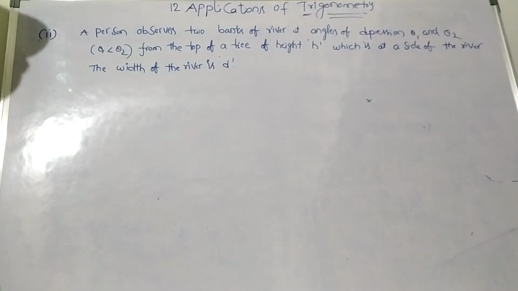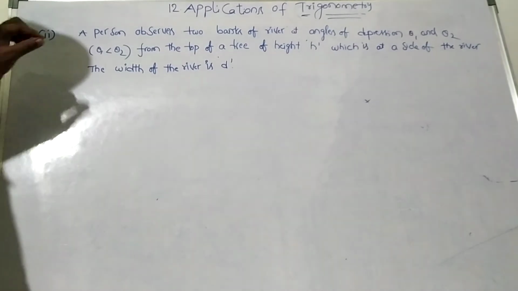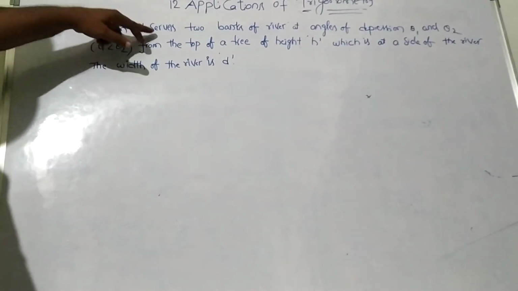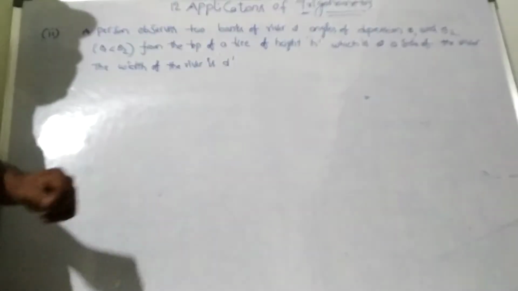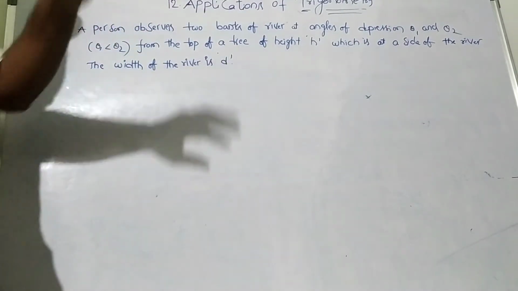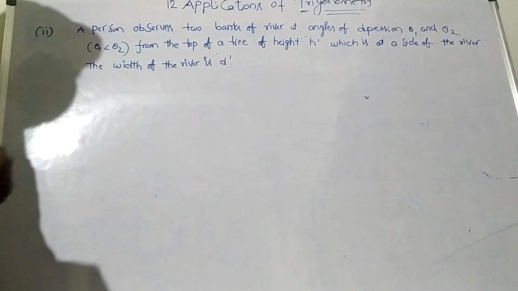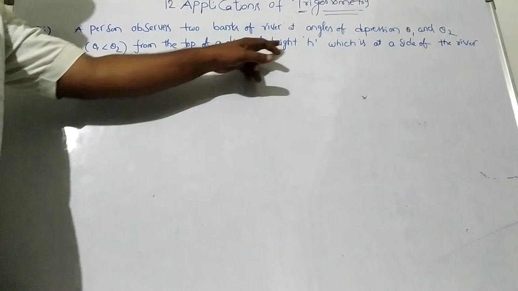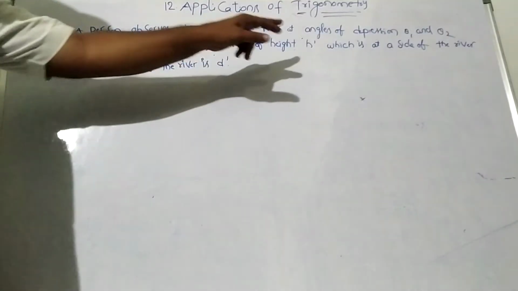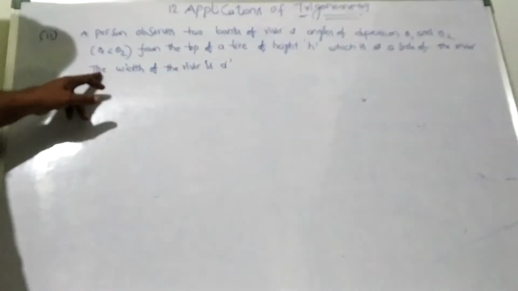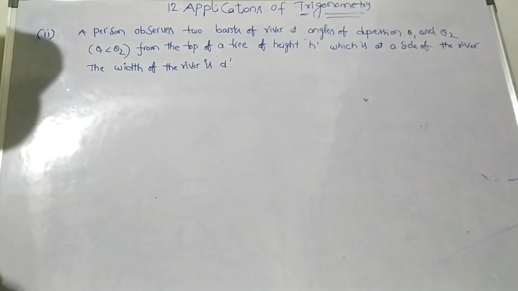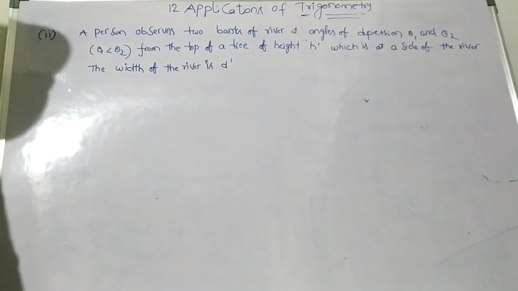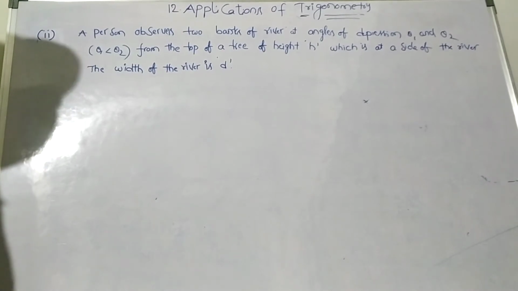Now the second problem. We have closed the first problem. Next, the second problem: a person observes two banks of a river at angles of depression θ1 and θ2, θ1 less than θ2, from the top of a tree of height h, which is at the side of the river. The width of the river is d.